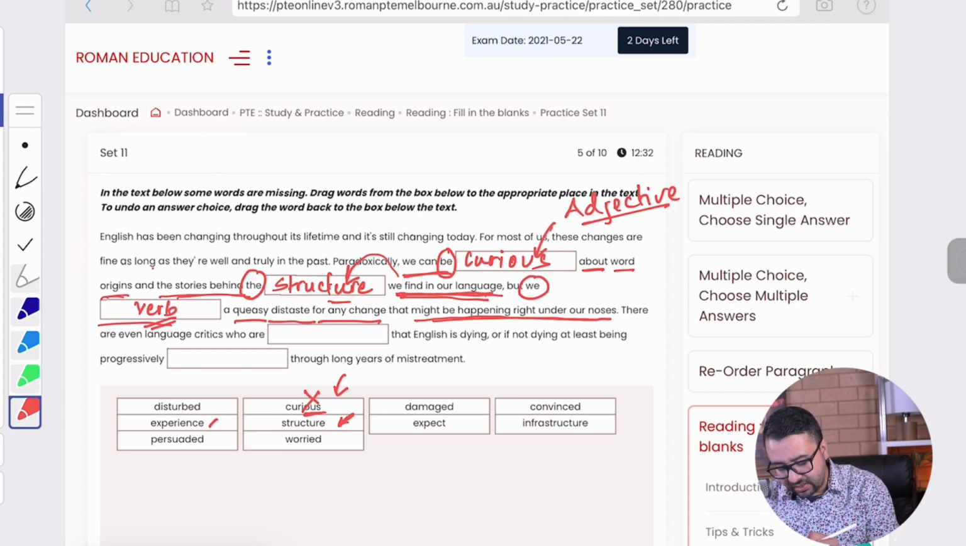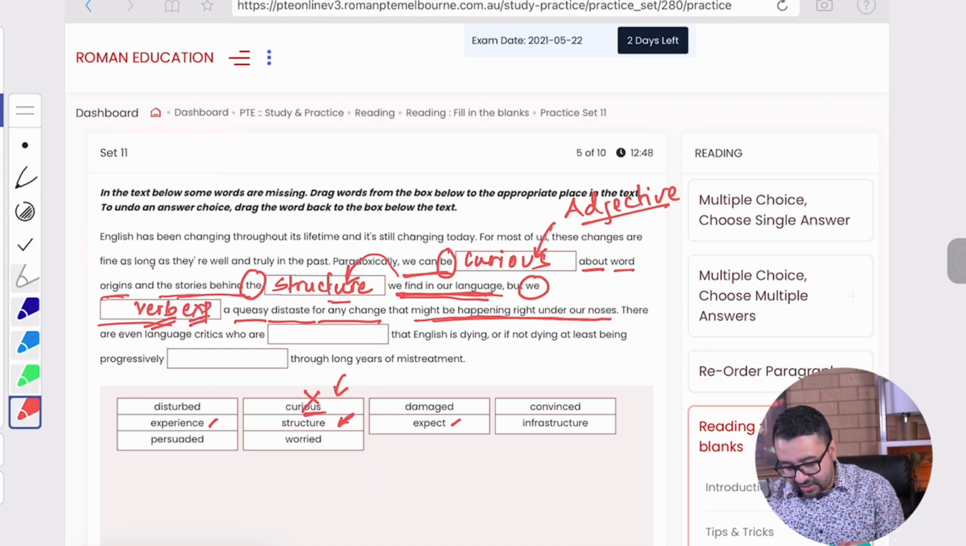We have two choices, either experience or expect. Because a test is something we experience, because what it's saying is it makes you feel nauseated. So that's a feeling, that's an experience of the test. So that is the answer for this one, experience.